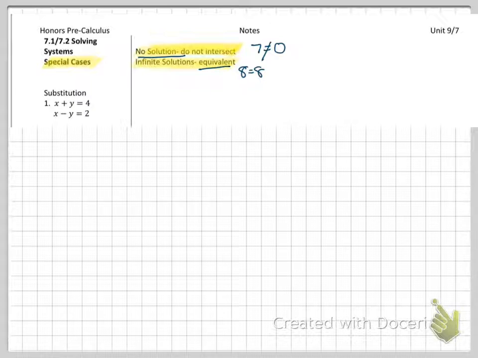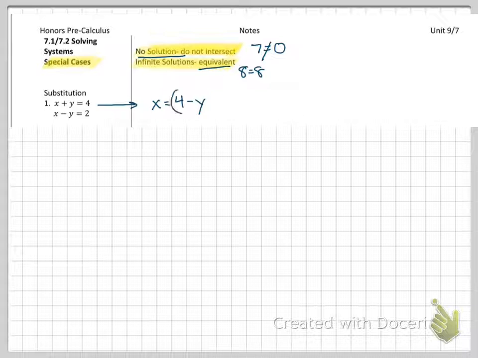So first we're going to review substitution. Looking at example 1, substitution, we want to take one of those equations and solve it for one variable. Doesn't matter which equation, doesn't matter which variable. So I'm just going to take the first equation and solve it for x. So I'm going to minus the y to the other side. Hopefully you see what I did there.